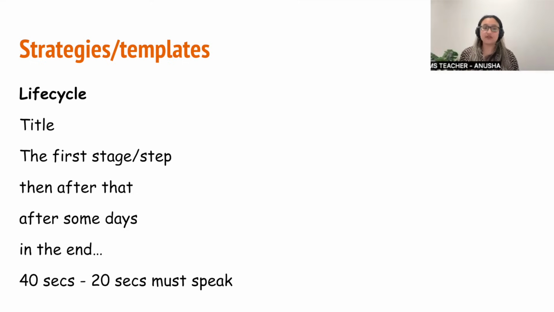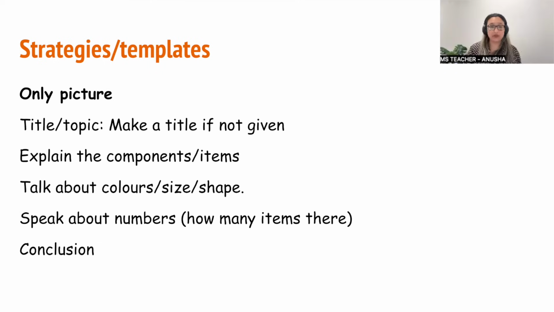You can take a screenshot of this page and work out on your own. If there is only a picture like we just did about that dinner, you can make a title if the title is not given. Okay, if the title is given, easy for us. Then you can explain whatever components or items you can see, like table, cups, glasses, people. Okay, how many people? Talk about colors, size, and shape. What shape, what size? Is it bigger, is it smaller, is it circular, is it red, green?